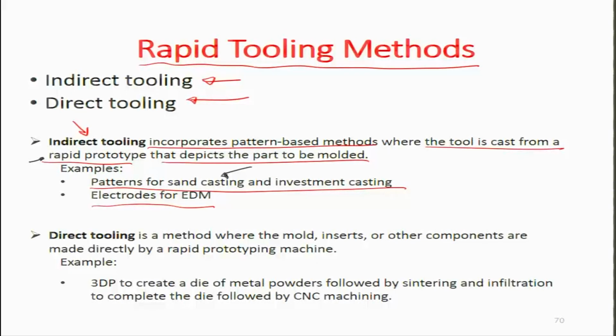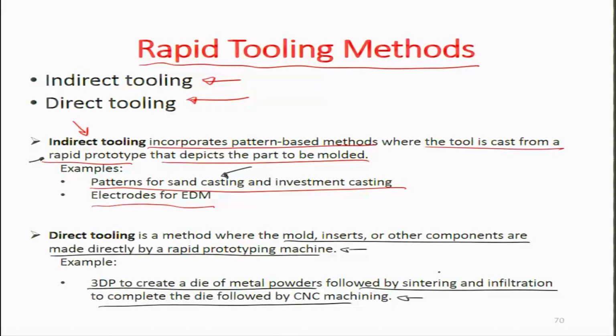There is also direct tooling. It is a method where the mold, inserts and other components are made directly by a rapid prototyping machine. For example, 3D printing to create a die of metal powders followed by sintering and infiltration to complete the die, followed by CNC machining, is direct tooling that you are creating which will participate in the process. For example, in pressure die casting, whatever the mold is, it is direct tooling. You have to create this tool, which occupies space and creates a space for liquid metal to later fill at high pressure and generate an overall shape or size that of an engineering component. So, you are using the mold directly for this kind of casting process.